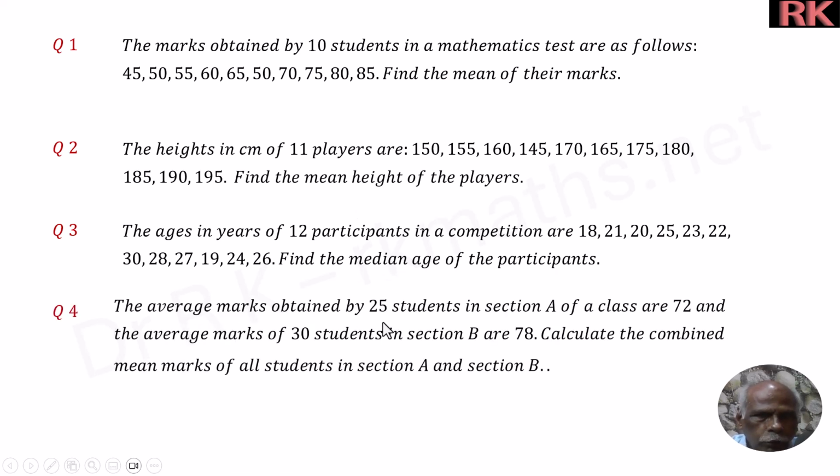Average marks obtained by 25 students in section A of a class are given as 72, and the average marks of 30 students in section B are given as 78. You will have to find out the combined mean marks of all the students put together in section A and section B.